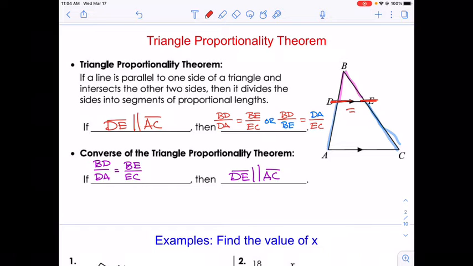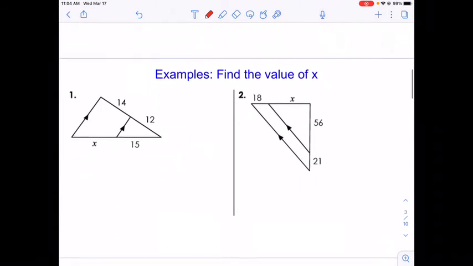The converse just says if BD over DA is equal to BE over EC, then DE is parallel to AC. So let's take a look at some problems and see how this works. I'm going to work it both ways, and it really doesn't matter which way you do it. Sometimes I will break it up top over bottom, so I could say 14 is to x as 12 is to 15. Because these lines are parallel, it doesn't matter the order I work it in.